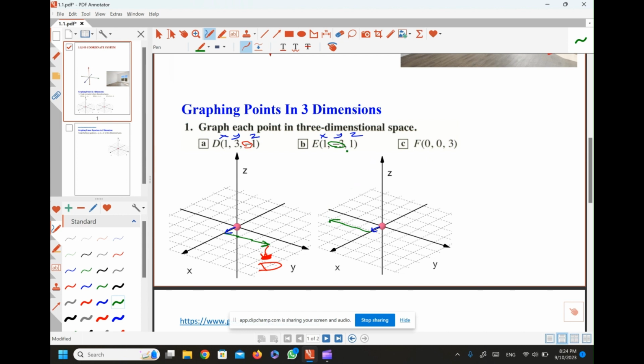Now it's time to do the z-axis. For z, we have 1. The number is positive, so we must go 1 unit up. Z is going up, the number is positive, so we go 1 unit up. So we are here approximately. This is the location of point E. So this is how you graph points in a three-dimensional figure. It's pretty easy, right?